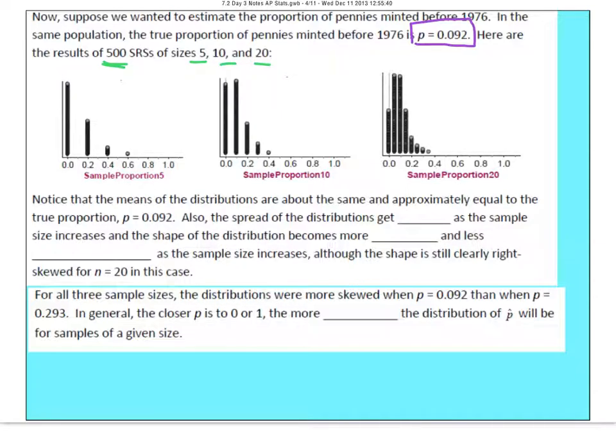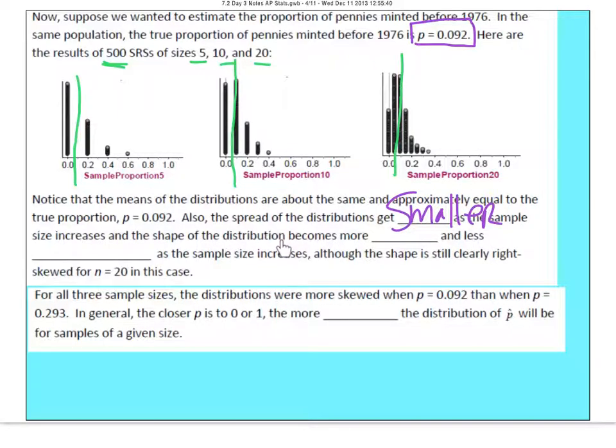Here it says, notice that the means of the distribution are about the same. Again, we're shooting for almost 10%. So we're going to be somewhere in there, somewhere in here, and somewhere in here for the true population proportion of 9.2%. They're also going to say, notice the spread of the distribution gets smaller as the sample size increases. Not a real surprise to us, right?